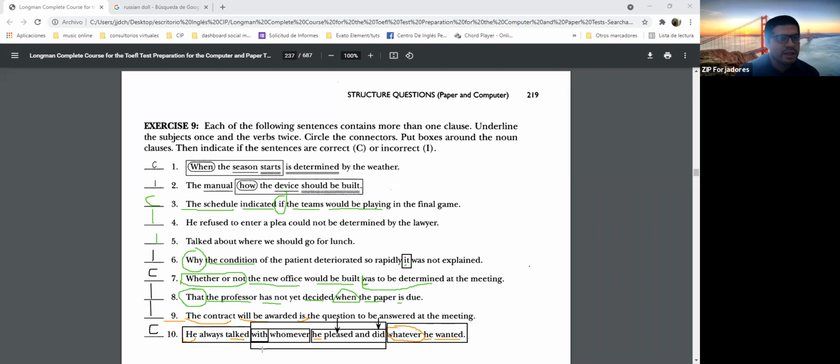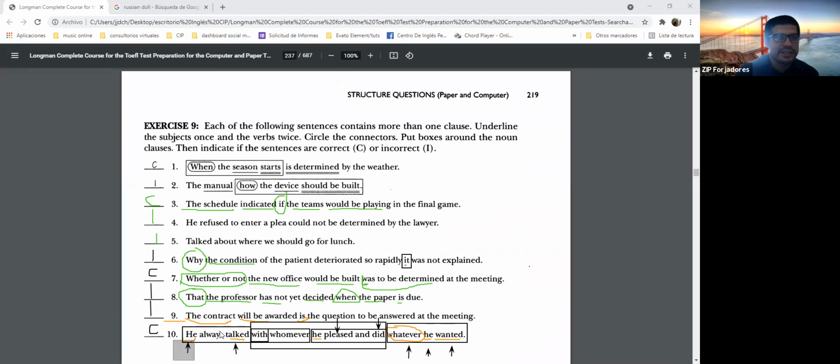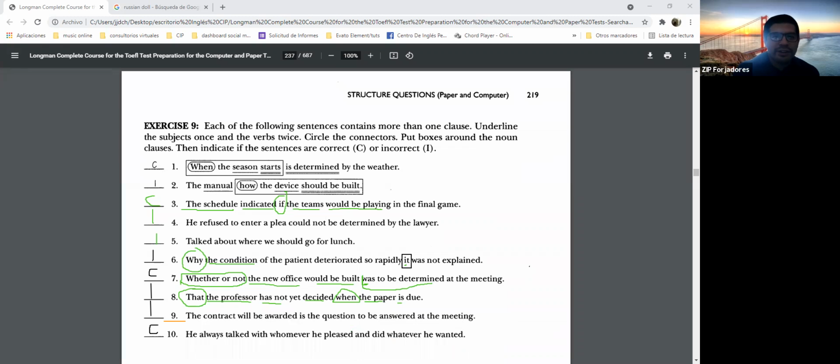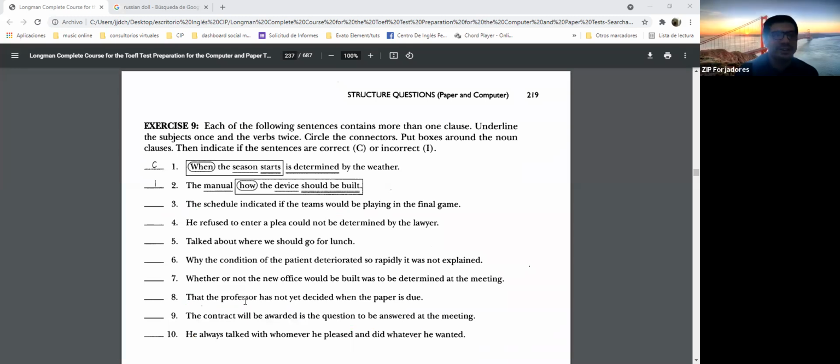Okay. All right. And the structure would be, sorry, subject, verb, connector, subject, verb. That is the object of the action talked. All right. Good, excellent. But yes, it is correct. Okay, very good. So questions? No questions. All right. Let's go with the next one.